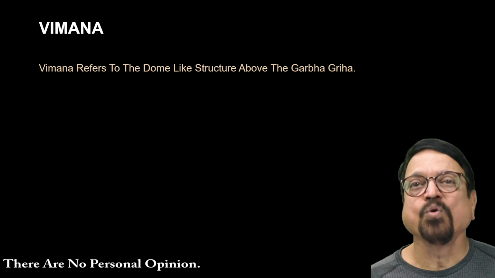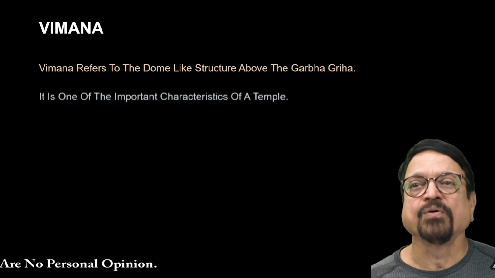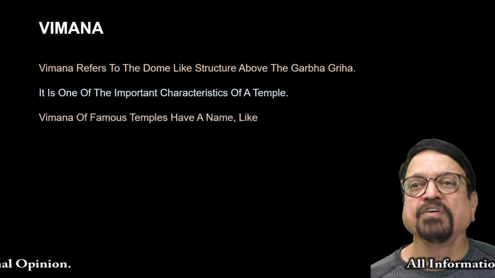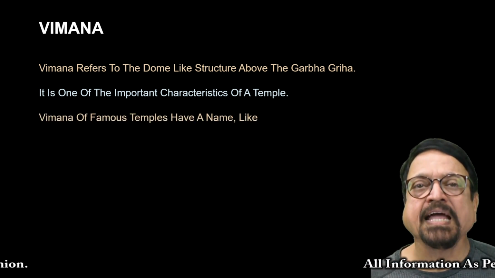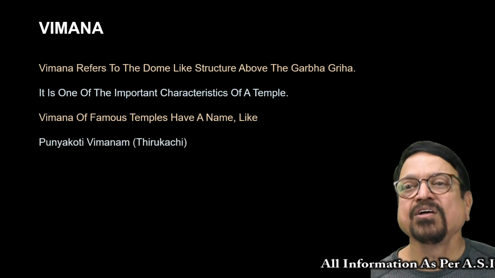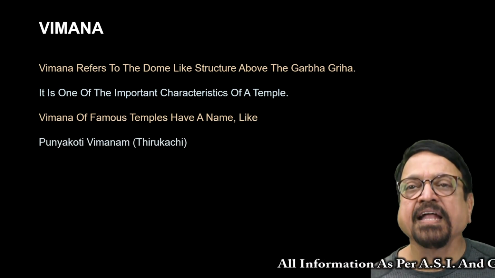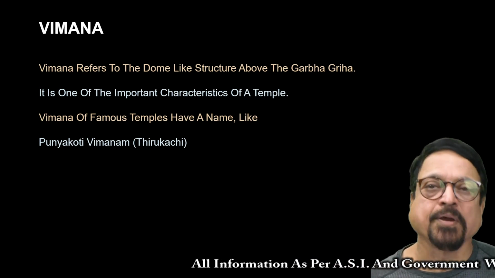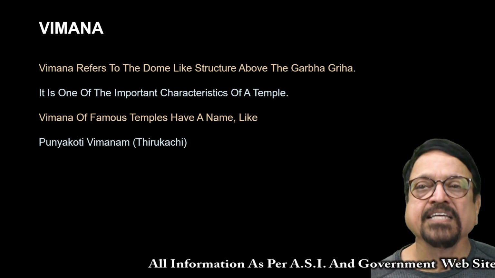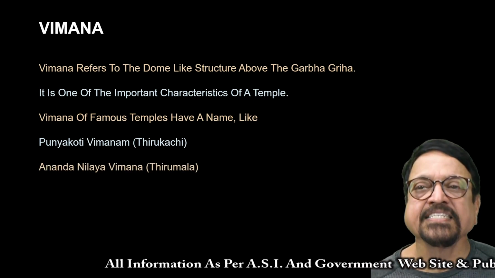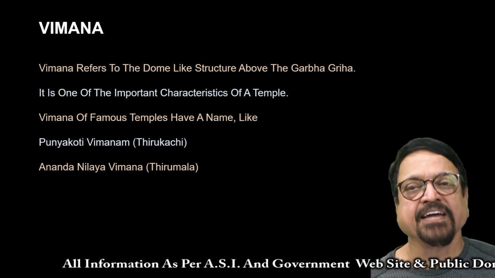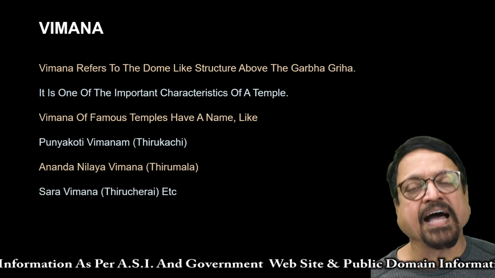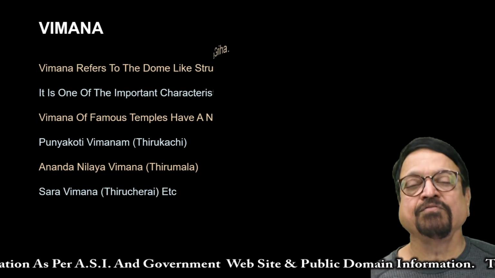Vimana refers to the dome-like structure above the Garbhagriha. It is one of the important characteristics of the temple. The Vimanas of famous temples have names like Punyakoti Vimana. So you can call them a type of Vimana, or names of Vimana at different places. One is Punyakoti, another is Ananda Nilaya, then Sara Vimana. These are the different names given to the Vimanas in different parts of India.